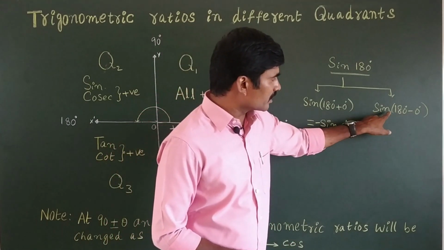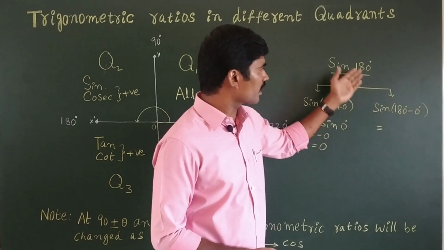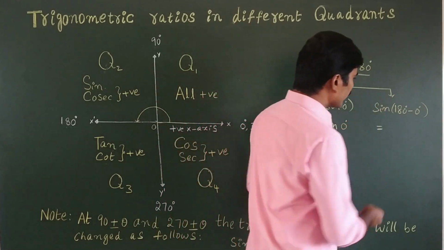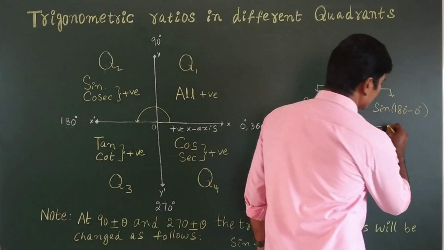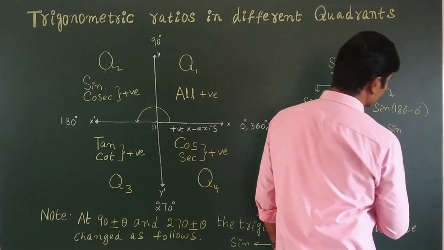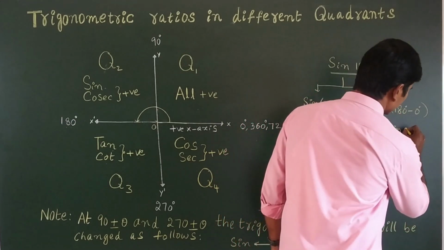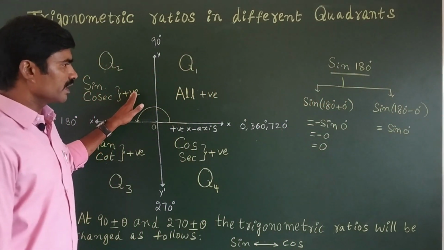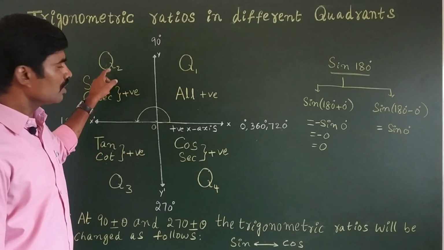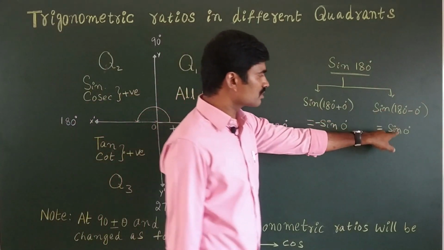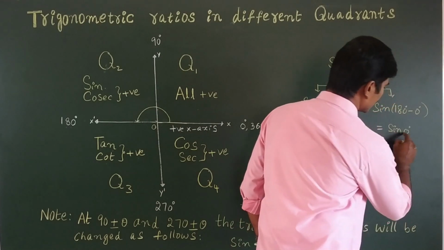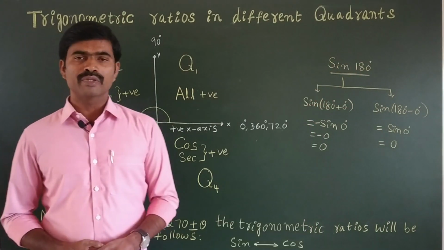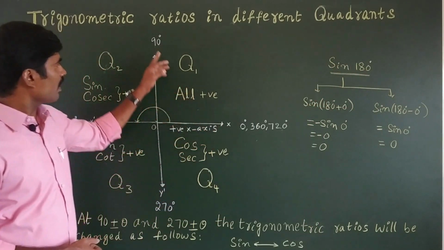And come to the another method, sine 180 degrees we can write as sine 180 minus 0 degrees also. At 180 sine is as it is, the ratios never be changed. Neglect 180 degrees and write 0 degrees. 180 minus theta means lies in Q2. In Q2 sine is always positive. So sine 0 degrees finally, the value is 0. So we can find the angles which lie on axis.